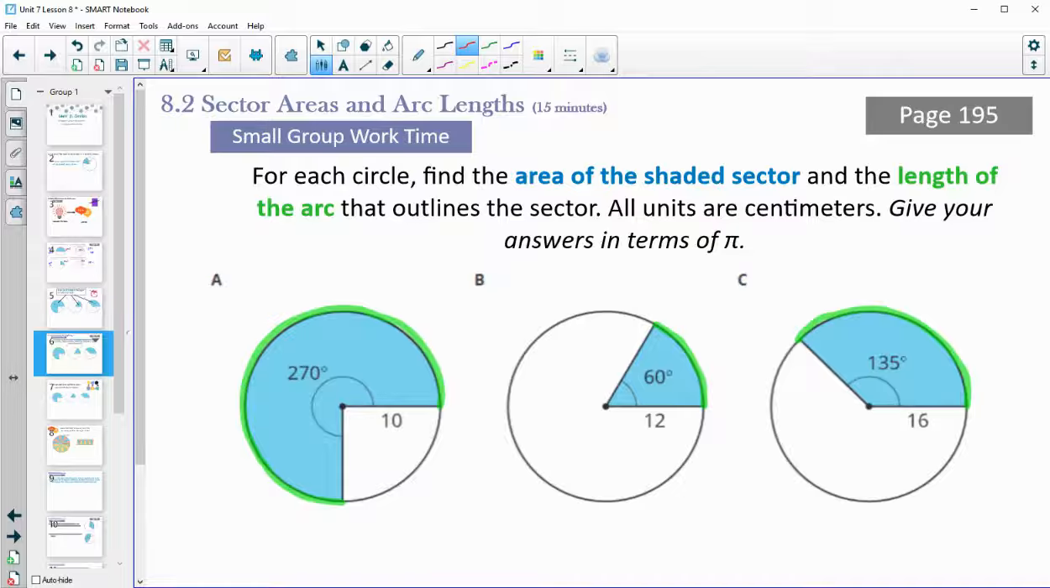All right, then on page 195, for each of these circles, find the area of the shaded sector, that blue piece, and then find the length of the arc that outlines it. All units are in centimeters, and continue to give your answer in terms of pi like we just did for the warm-up. So go ahead and try these, and then come back to the video.